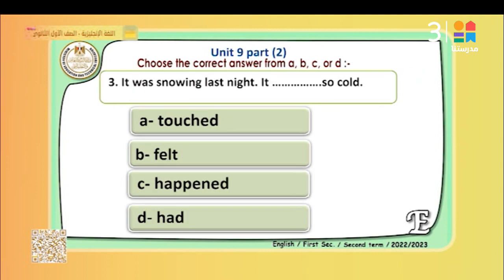Question number 3. It was snowing last night. It's so cold. It was snowing last night. It was raining. It was snowing. It's so cold. We are talking about last night. Again, there is a key word which expresses the past simple tense. So we will say it touched, it felt, it happened, or it had. Of course, we say it felt so cold. It means we felt so cold last night. It felt cold, it means the weather was very cold. We felt that the weather was very cold.